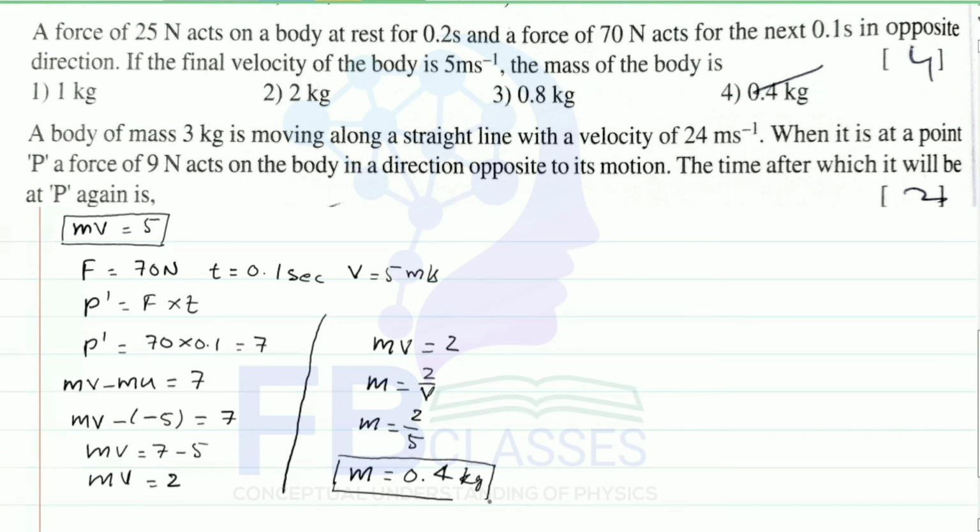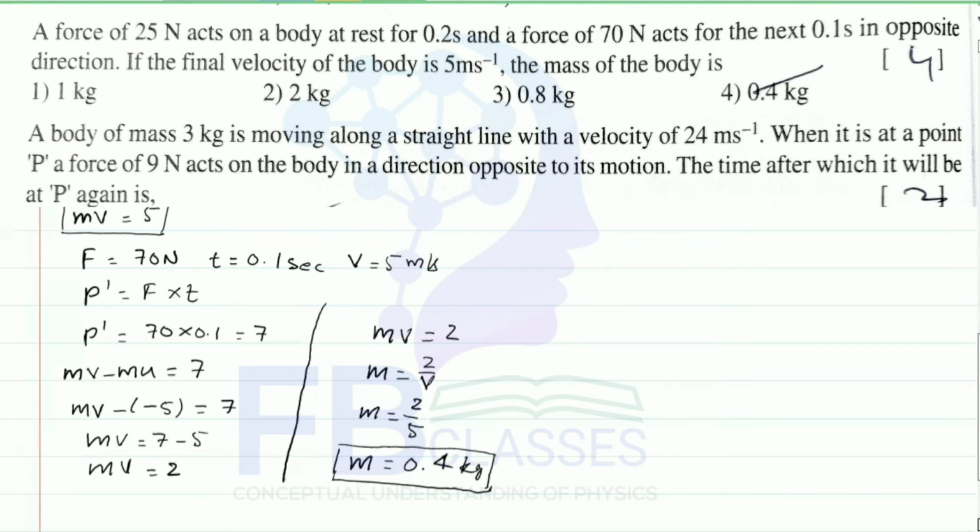The correct option is, my dears, 0.4 kg. That is the fourth option. Okay, hope you understand that.